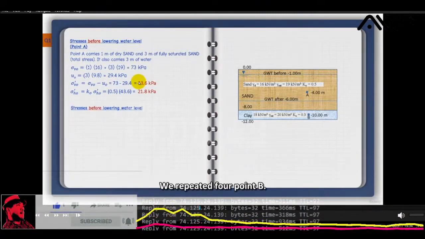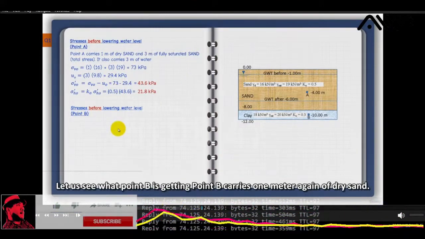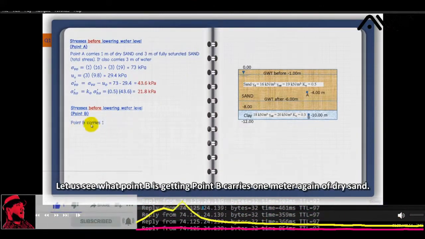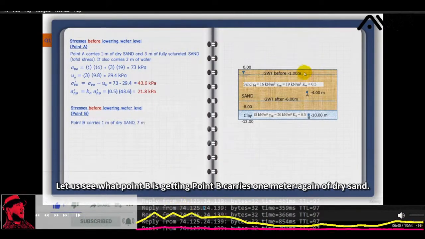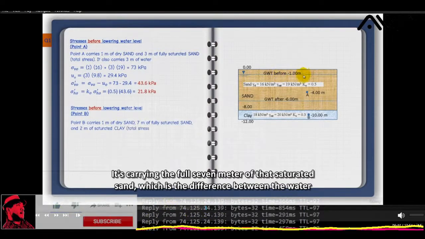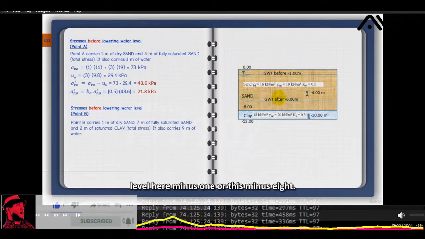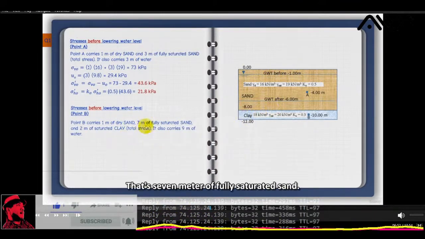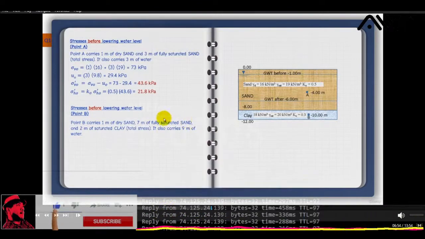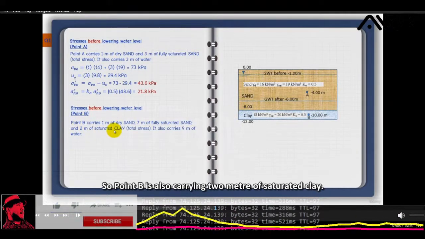We repeat it for point B. For point B, let us see what point B is carrying. Point B carries 1 meter again of dry sand. It's carrying the full 7 meters of saturated sand, which is the difference between the water level here, -1, and this, -8, that's 7 meters of fully saturated sand. And now point B, this is -10, this is -8, so 2 meters of saturated clay.